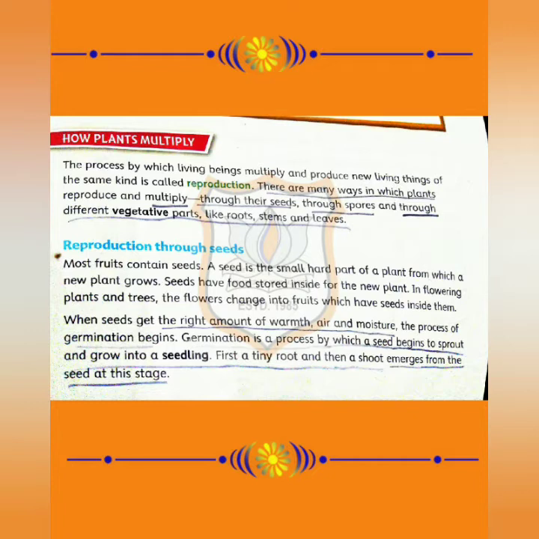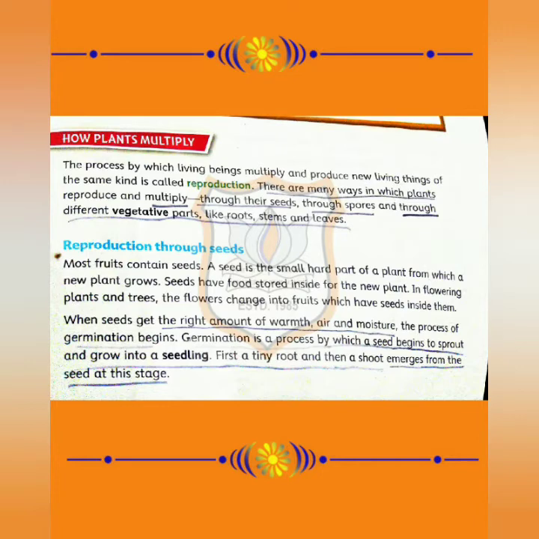What are they? Number one, through their seeds. With the seeds they reproduce and multiply. Through spores they multiply. And through different vegetative parts. Now what are they? They are roots, stems and leaves. By the roots they multiply, with the stems they reproduce and multiply, and by the leaves also they reproduce and multiply. So children, how do plants multiply? They multiply by roots, stems and leaves.